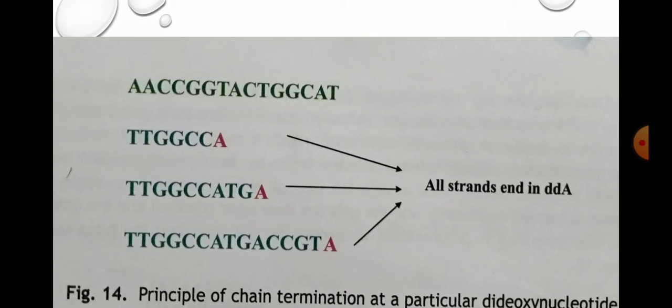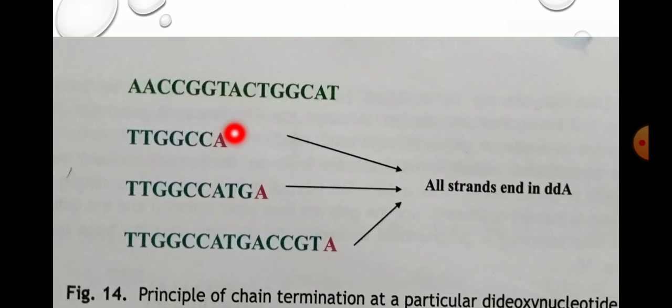Now, these are the various strands. You can see in this picture all the strands in the ddA tube. Here you can see that the position of A is a little shorter, a little longer, and a little more longer. So that is the position of A in a given chain: 1, 2 and 3.